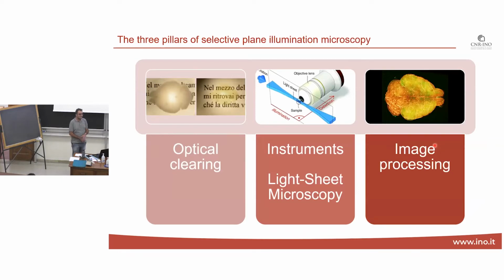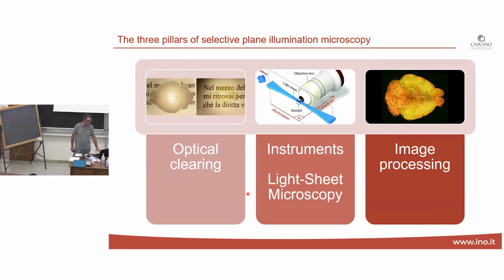Let's talk about selective plane illumination microscopy. This is a term that encompasses a broad family of techniques that enable optical sectioning, so the ability to look inside the sample at different depths. I like to say that these techniques are based on 3 pillars. First of all, optical clearing. I will show you in a moment what optical clearing is in the first short part of this presentation.